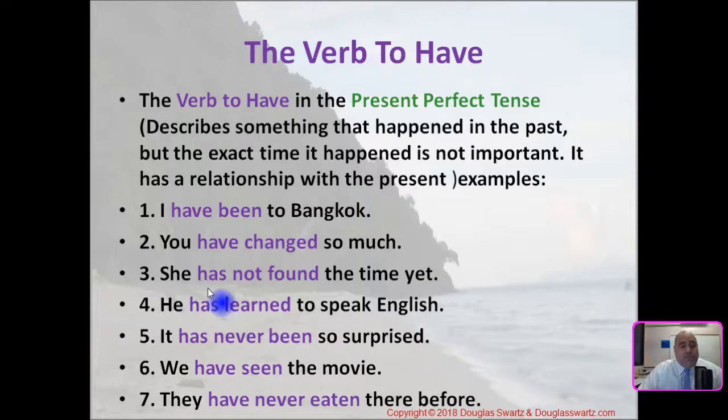Number 3, she has not found the time yet. Number 4, he has learned to speak English. Number 5, it has never been so surprised. Number 6, we have seen the movie. And lastly, number 7, they have never eaten there before. These are examples of present perfect tense.